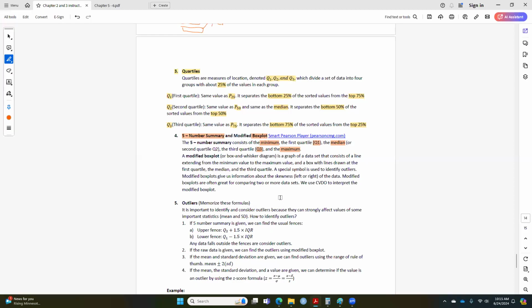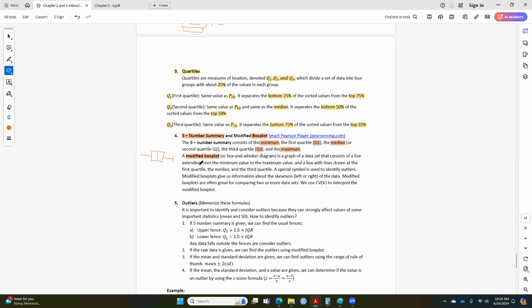So what is this 5-number summary useful for? This 5-number summary is used to draw a modified box plot. So what is a box plot? A box plot consists of the 5-number summary. Sometimes it is called a box and whiskers diagram, because if I draw it out, it will look like this. This is what a box plot looks like. A box plot will have a box, and then it has what we call whiskers. This is what we call a modified box plot.